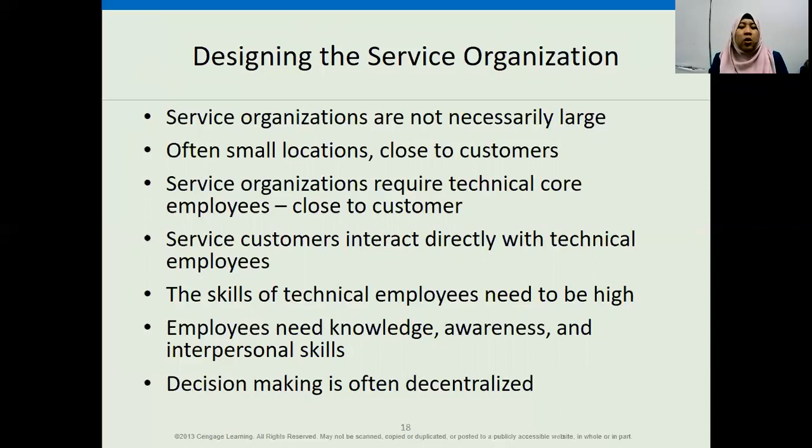And employees need knowledge, awareness, and interpersonal skill, and decision making is often decentralized. So basically this is how decision making is done. Decentralized means that decision making can be made by your lower level employees without waiting for the bureaucratic top management to decide. This is a good thing because mostly the lower level employees, the operation line employees, are doing the job directly.